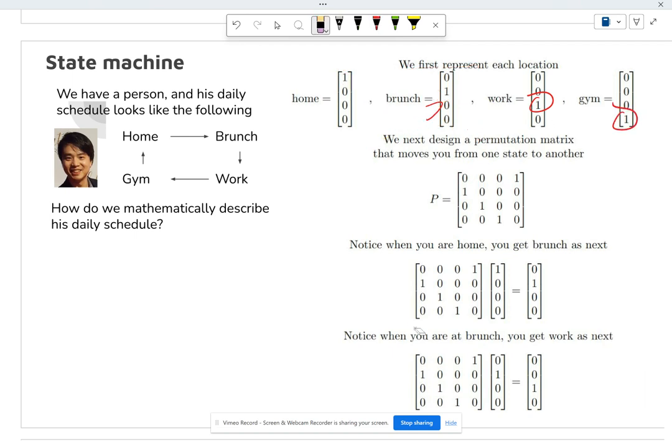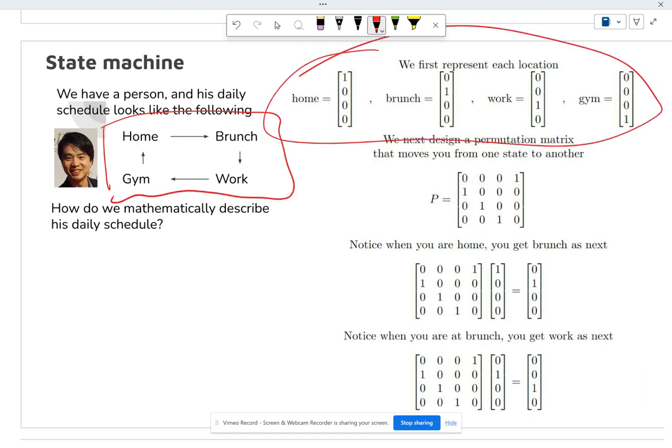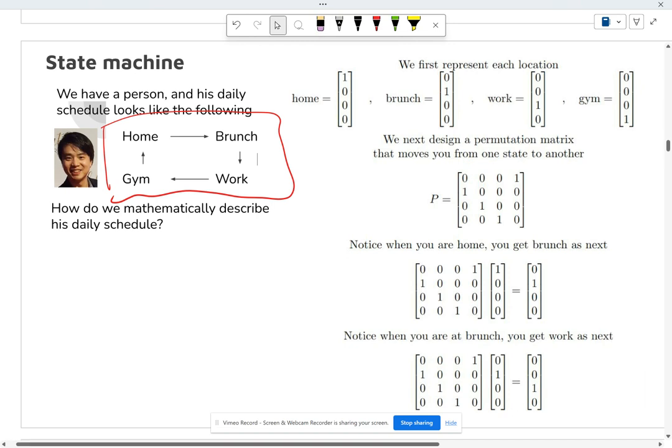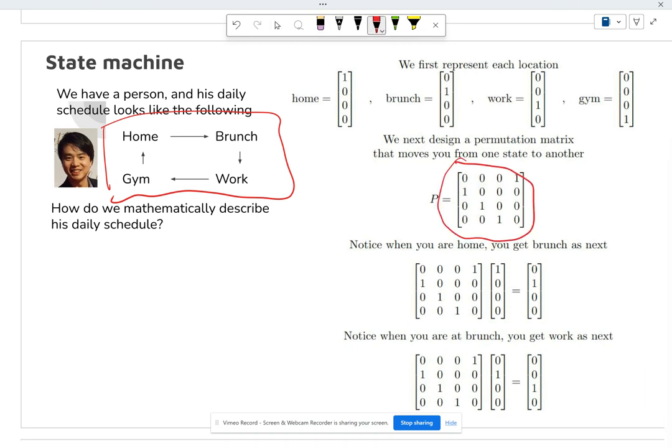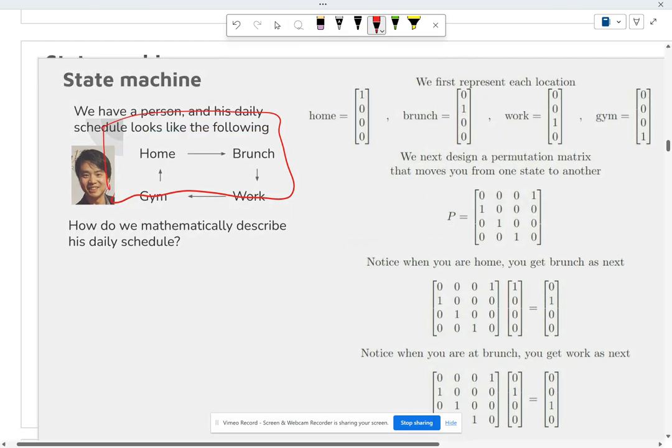Okay, so we can actually mathematically model my day using this. And if you intelligently pick the permutation matrix, it will look like this. Let me show you how it works. We start from home, right?